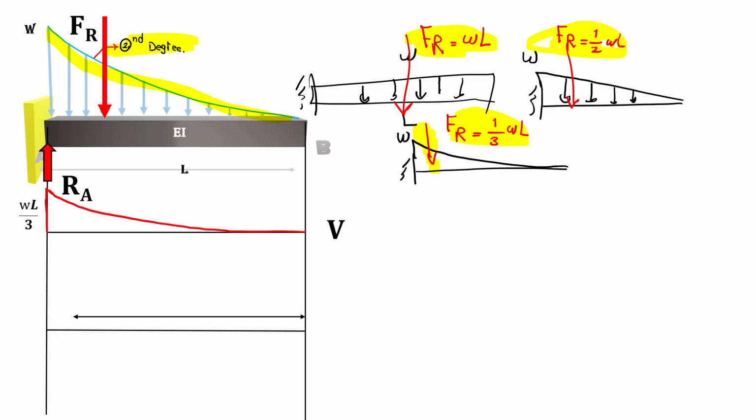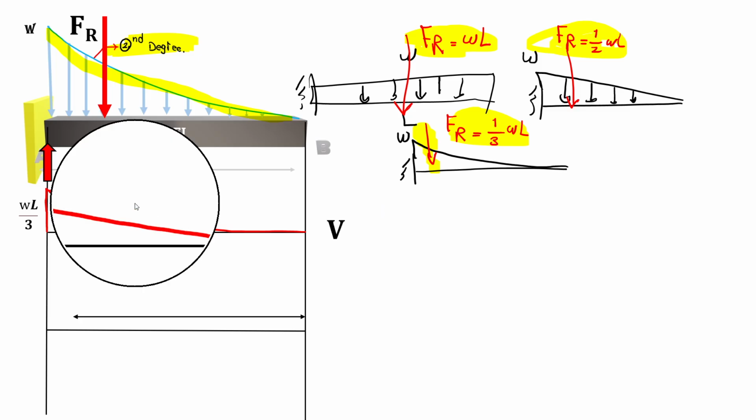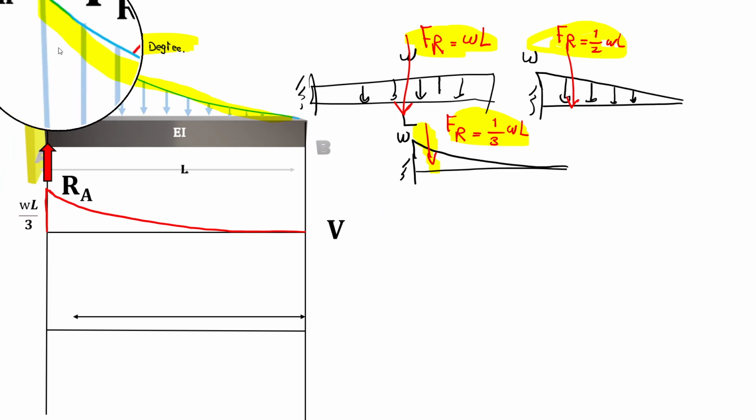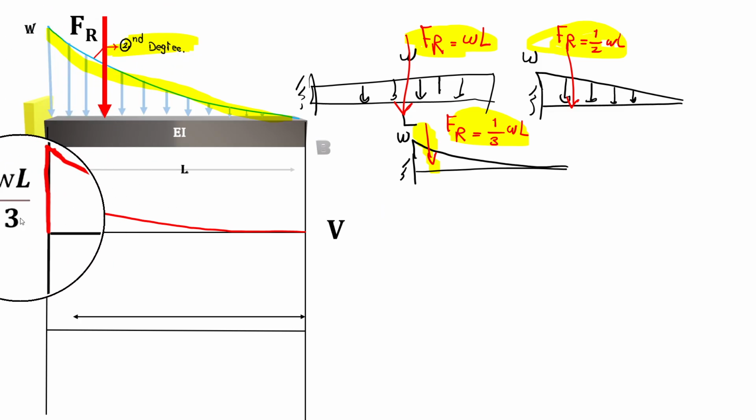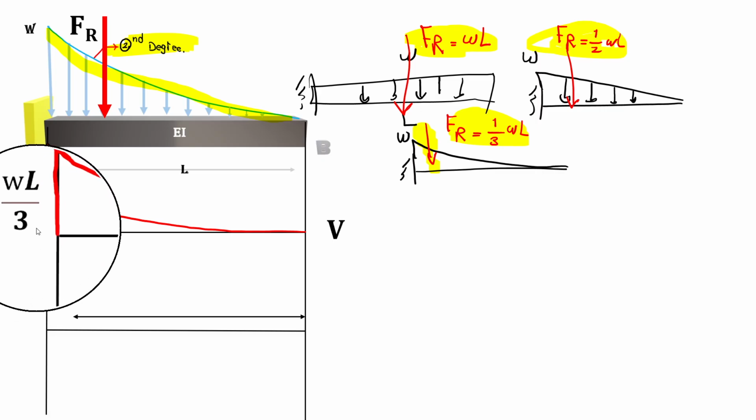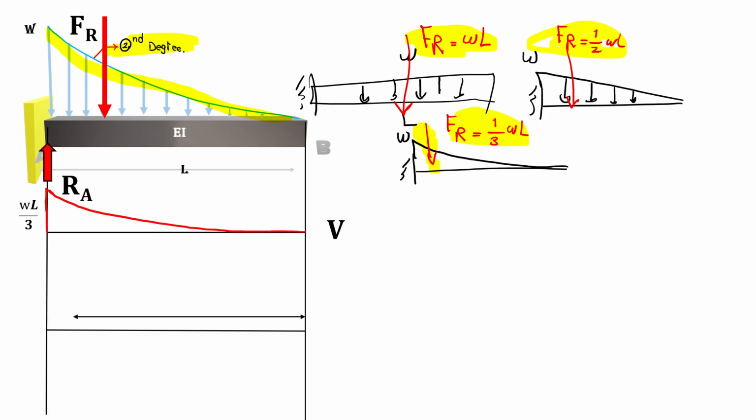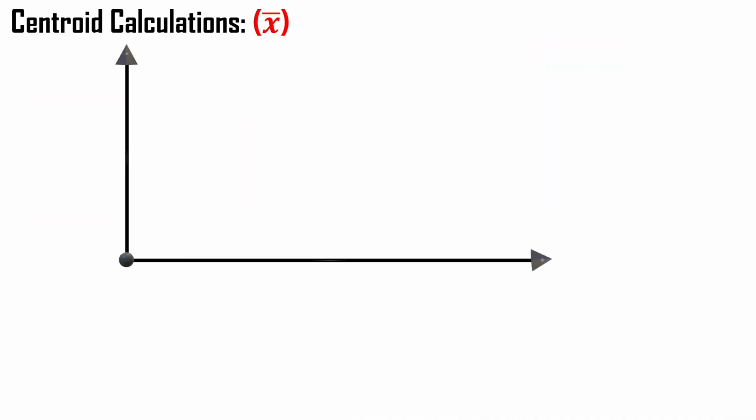So if we just draw our shear equation, it just goes up with RA, which is equal to the resultant force, and that's WL over 3. Just accept it for now. And then draw the M over EI. And then let's just jump to the centroid calculation, the logic for that 1/3 WL.